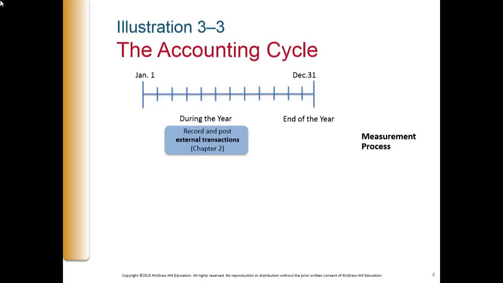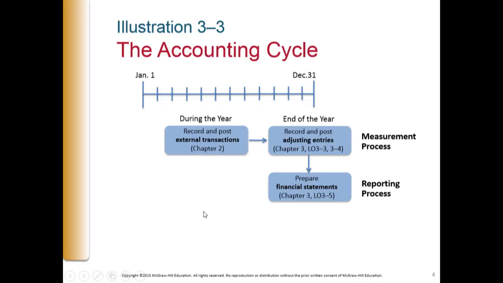So during that year of the accounting cycle, the company is going to record and post transactions that they engage in, and those transactions are the type of transactions that you studied in Chapter 2. At the end of the year, they're going to record adjusting entries that are internal transactions that are adjusting accounts to reflect accurate financial measures, and you'll see more about that as we go on.